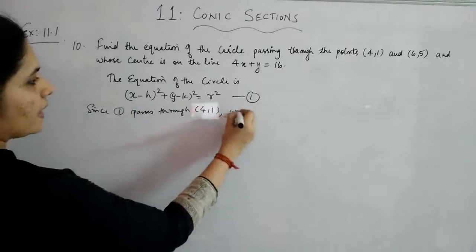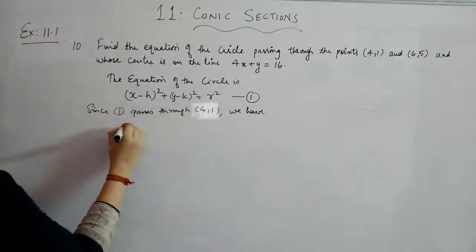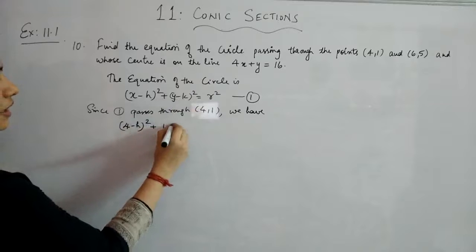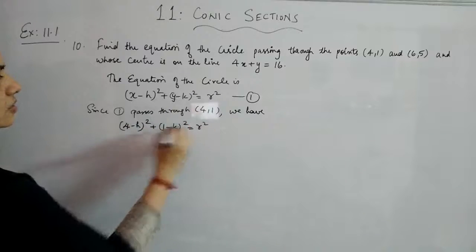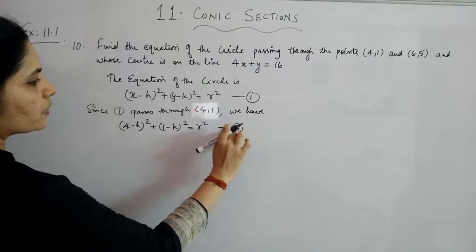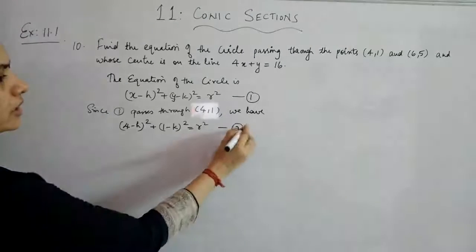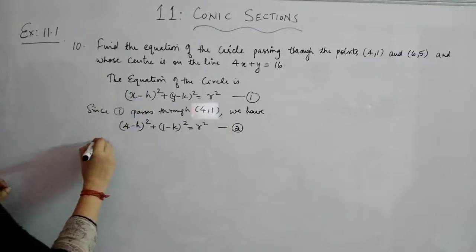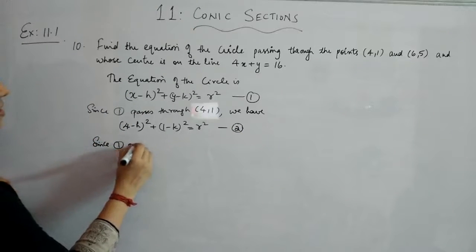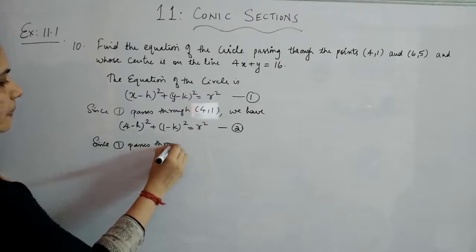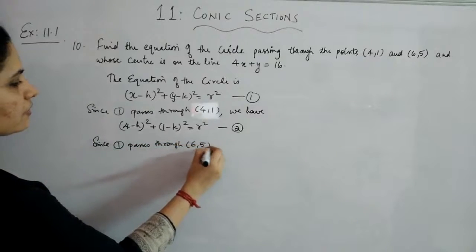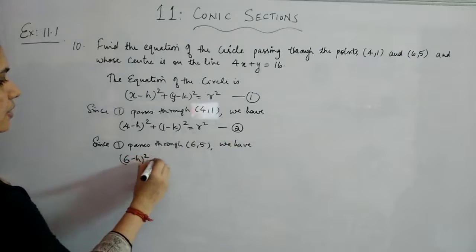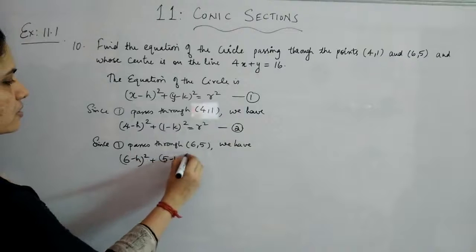Okay, we have (4 minus h) the whole square plus, instead of y you can use (1 minus k) the whole square equal to r square. Equation number 2. Now again you have one more point through which the circle passes. So since equation number 1 passes through (6, 5), we have (6 minus h) the whole square plus (5 minus k) the whole square equal to r square.